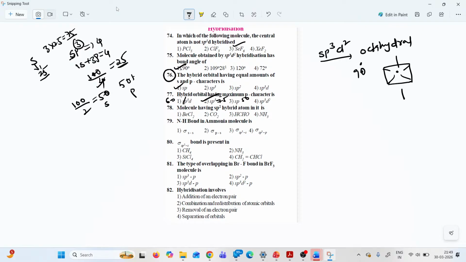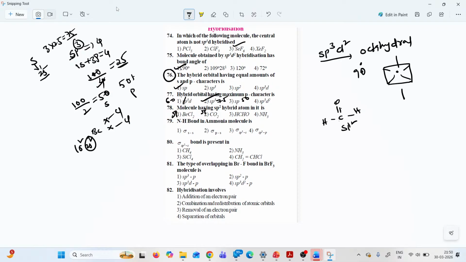I hope the answer is clear. Go to question number 78. Which molecule has an sp2 hybridized atom? BeCl2: beryllium has 2 electrons, 1s2 2s2, so 2 valence electrons, with 2 chlorines. This is sp hybridization. Carbon dioxide is also sp hybridization. In formaldehyde, the carbonyl carbon has 3 sigma bonds, so it is sp2 hybridization.